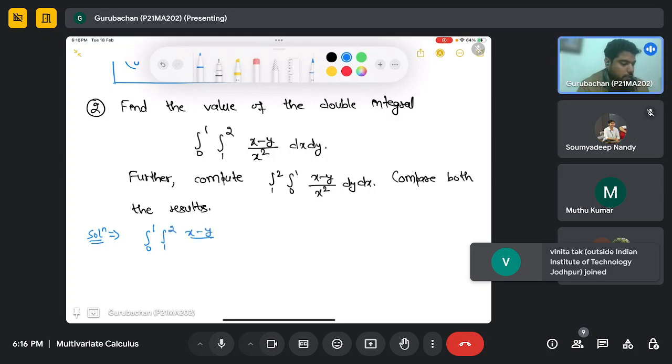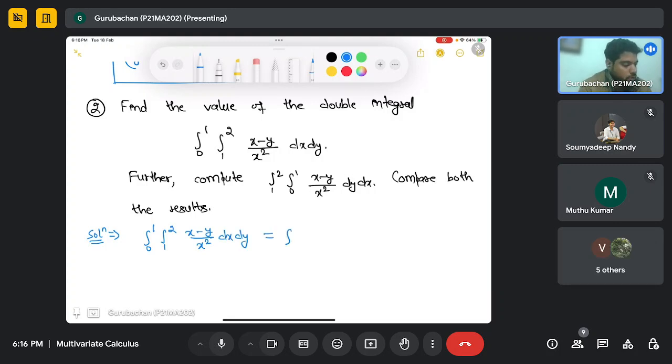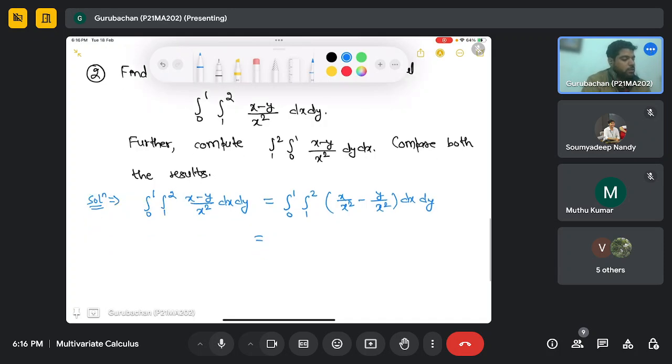So (x minus y) divided by x squared, dx dy. First of all, we will split it into two terms. It will be dx dy. Now, since here is first dx, we will integrate with respect to x first, assuming y as constant. So we will integrate first this part and then we will integrate with respect to y.